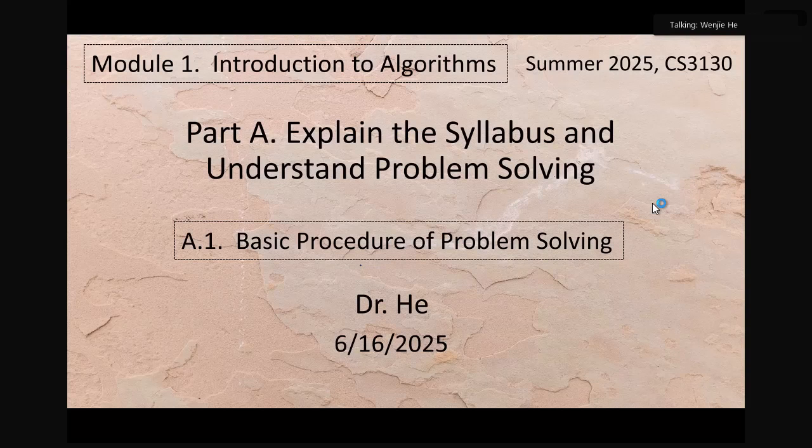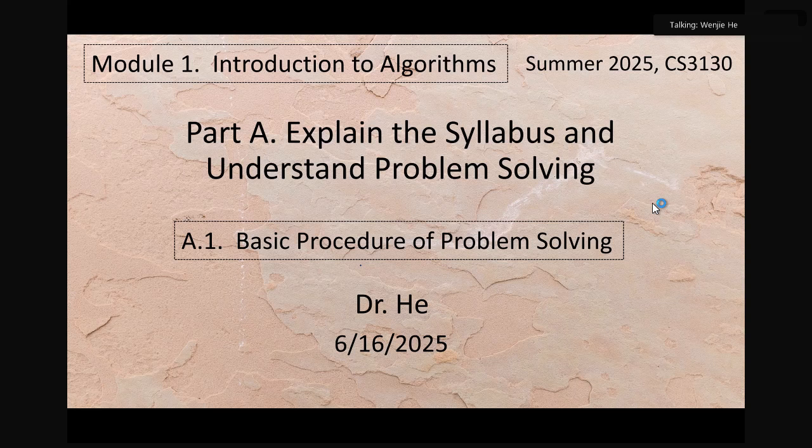8.1, basic procedure of problem solving. For this class, what are we doing in this class? What we are learning in this class is problem solving for computing problems. Problem solving for what? Not for math, okay? For computing problems. That's what we are going to do in this class.